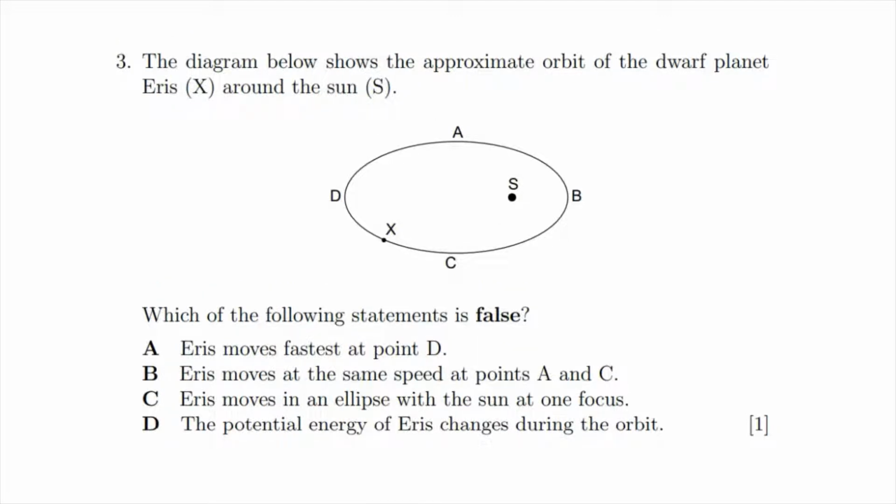First, Eris moves fastest at point D. To investigate this one, we'll consider two sections of the orbit. First, let's consider this section here. From this point to this point, that sweeps this arc. We'll call that distance S1 and area A. And we'll say the time taken to sweep out S1 by Eris is little t.